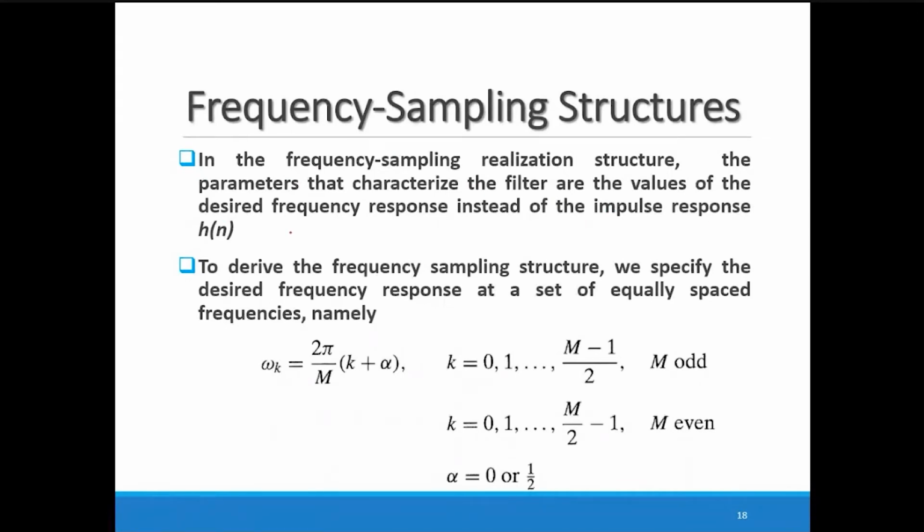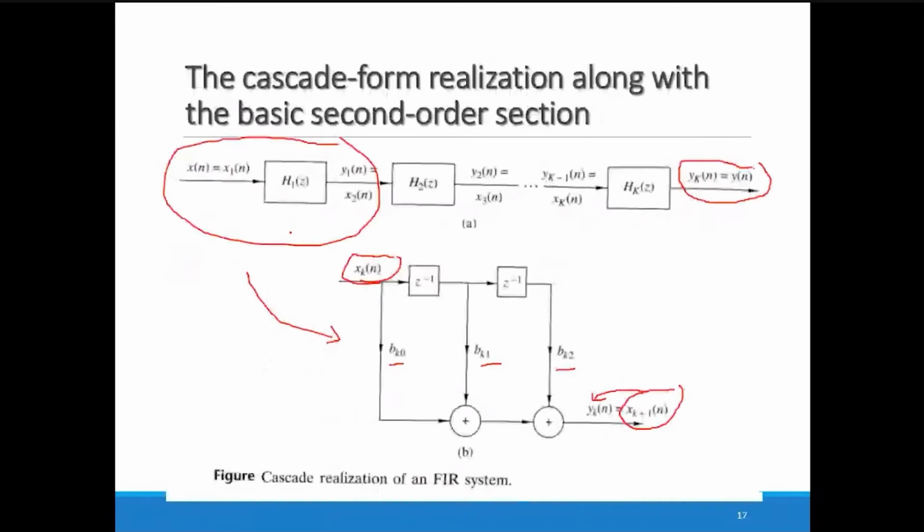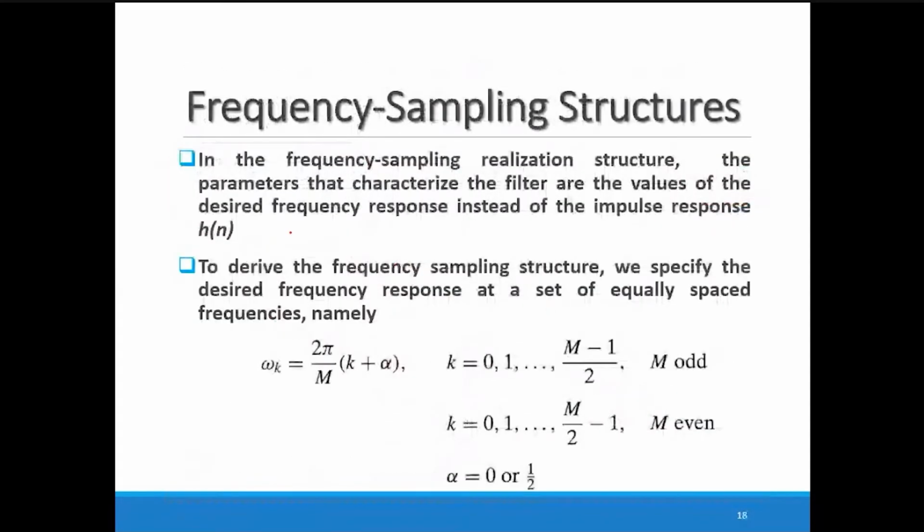As you have seen in the previous case, we are taking the impulse response values h of n: h0, h1, h2, h3. But here the difference is that we characterize the filter by the values of the desired frequency response instead of the impulse response h of n. So we obtain the frequency response instead of the impulse response. To derive the frequency sampling structure, we specify the desired frequency response at a set of equally spaced frequencies.